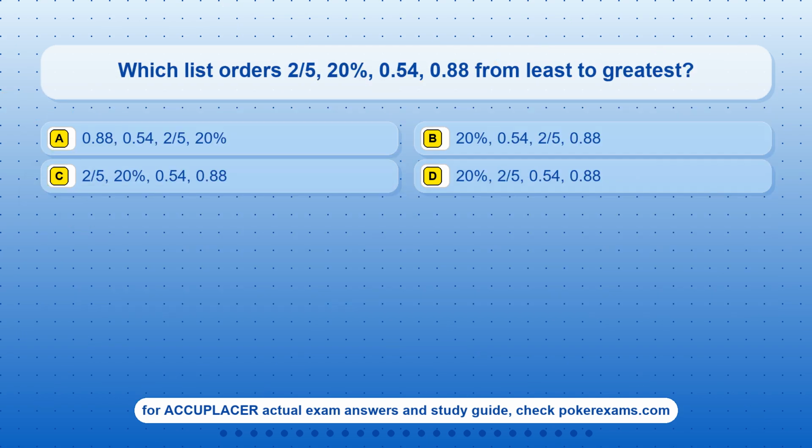Question 22. Which list orders 2/5, 20%, 0.54, 0.88 from least to greatest? Option A 0.88, 0.54, 2/5, 20%. Option B 20%, 0.54, 2/5, 0.88. Option C 2/5, 20%, 0.54, 0.88. Option D 20%, 2/5, 0.54, 0.88.